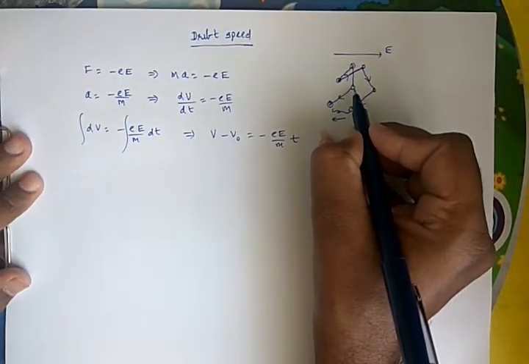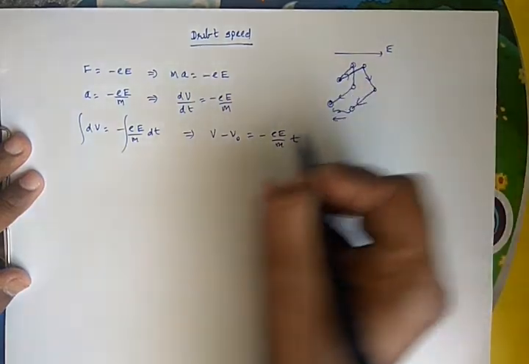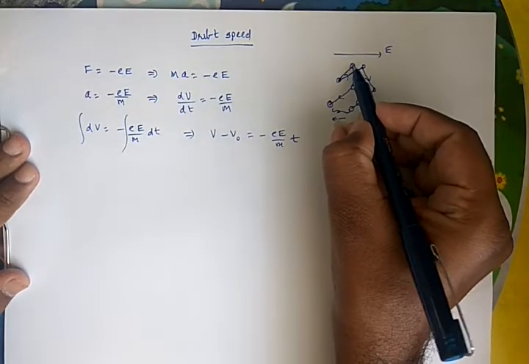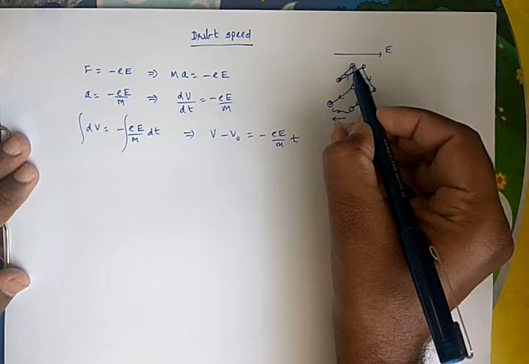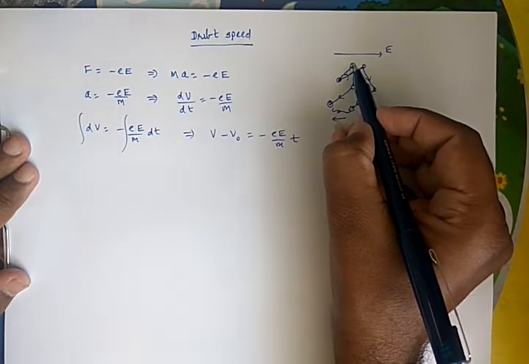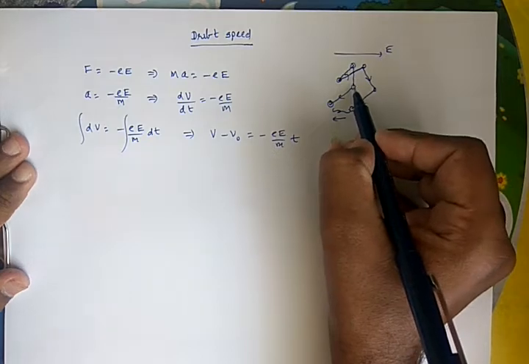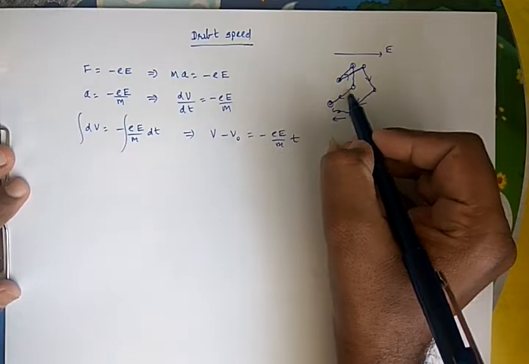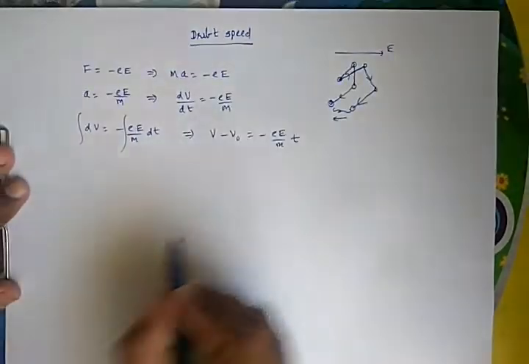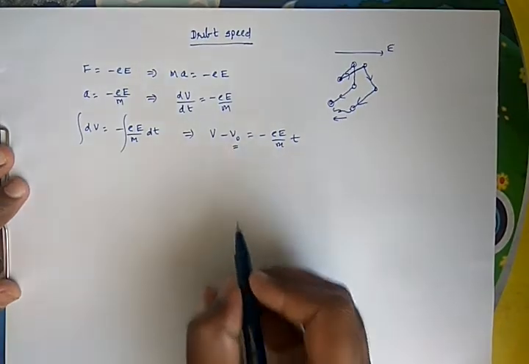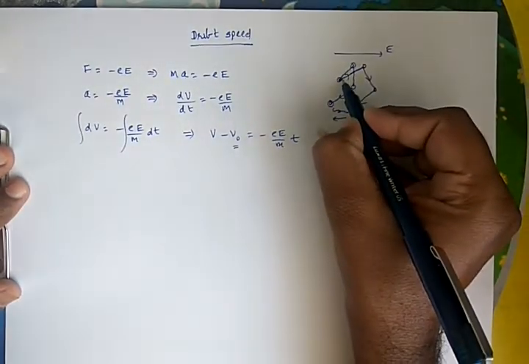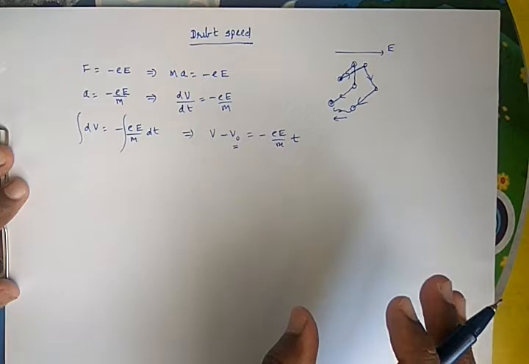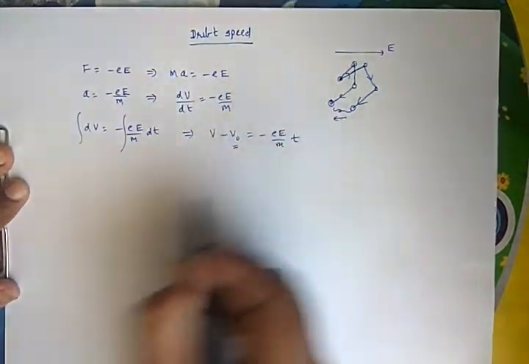Once it collides with the lattice point, velocity becomes 0, and again it starts fresh. See here, from here to here there is an acceleration, and once it hits, its velocity becomes 0. Once again it starts accelerating. Again it hits here, and again velocity becomes 0. Once again it starts accelerating in this direction. So v0 is the initial velocity, which means immediately after the collision. Immediately after the collision, the velocity is highly random. So let us compute the average of these.